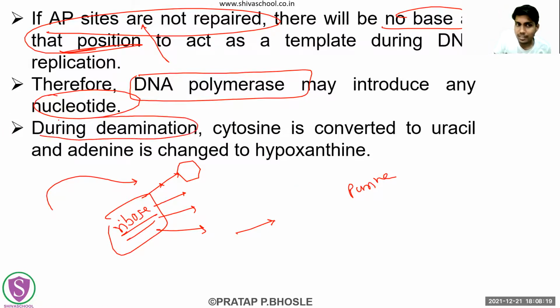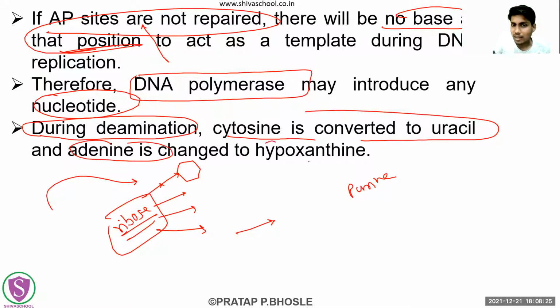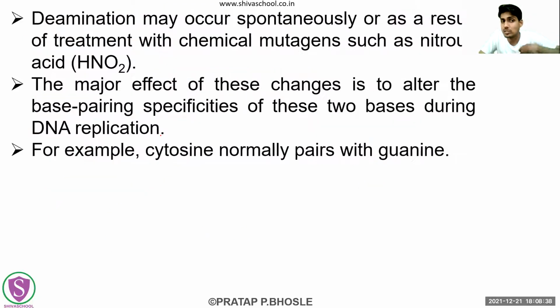So ultimately, what happens? Ultimately this cytosine may get converted into uracil, and this adenine may get converted into hypoxanthine. While this correction occurs, these kinds of changes are going to occur in that DNA. Cytosine gets converted into uracil, and adenine gets converted into hypoxanthine.